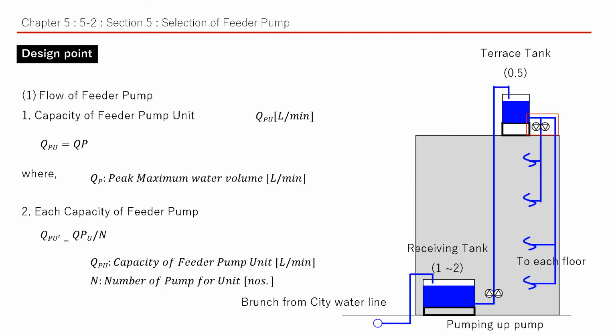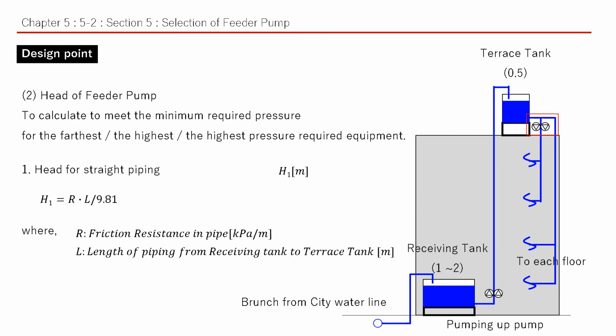We will start selection of the feeder pump. First, we use the capacity of water as peak maximum water volume. Second, we will select the number of pumps. Normally we select 2 or more pumps to consider spare. Next, same as the pumping up pump, we will calculate head.